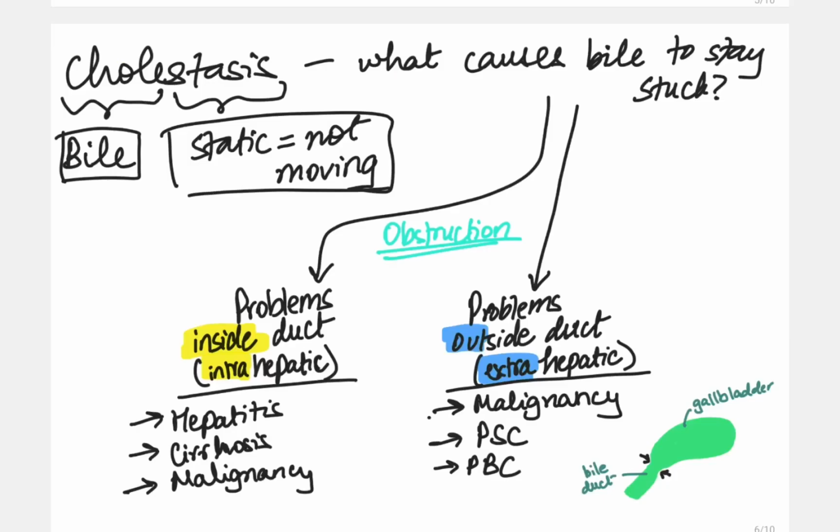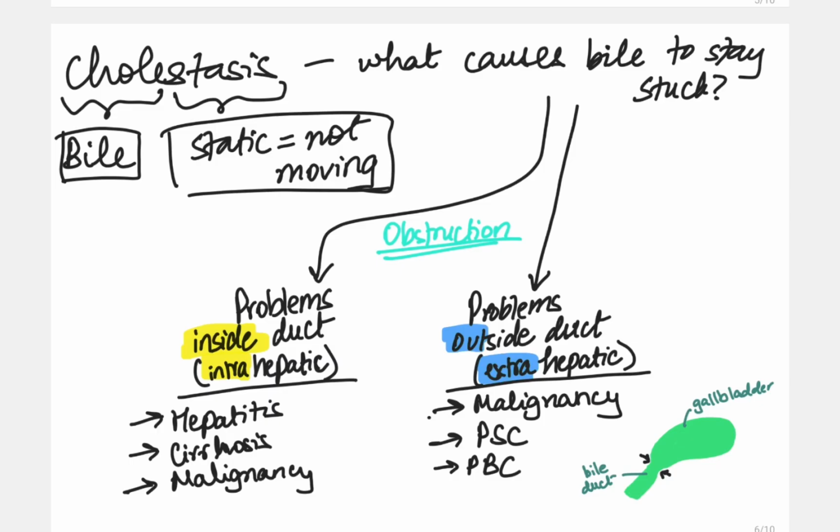Cool, so now your LFTs have demonstrated that there's potentially an obstruction, or what we like to call a cholestasis. If you break down the word cholestasis, chole just means bile, and then stasis just means something's not moving. So when the bile is stagnant or it's not moving or it's static, what we say is this is cholestasis, and it's generally caused because of an obstruction.